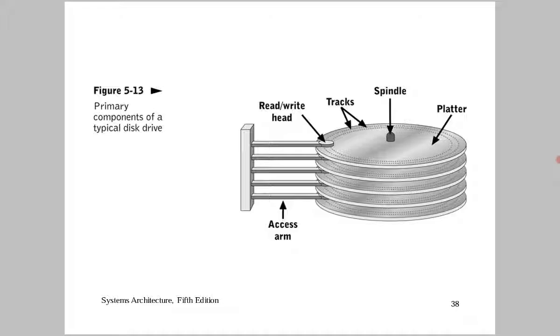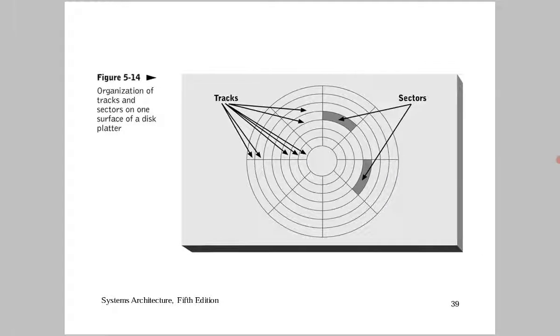And what is a spindle? A spindle is used to place all the magnetic disks, and to rotate them at very high speeds. And these arms, magnetic arms or read write arms, are used to read the data or information on the surface of the plates of the disks. So this is the organization of tracks and sectors on the surface of the disk platter.